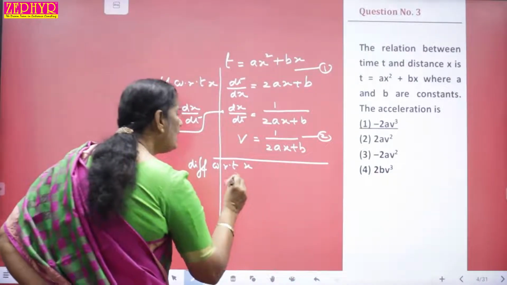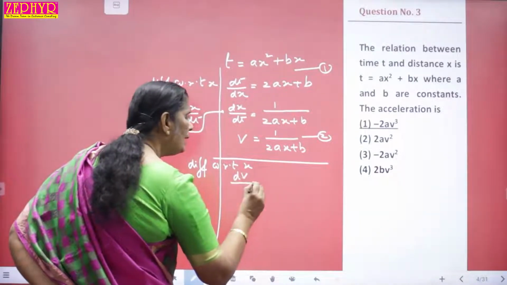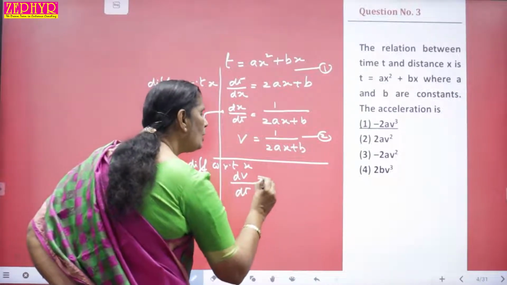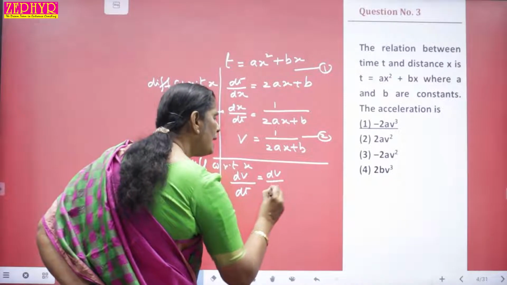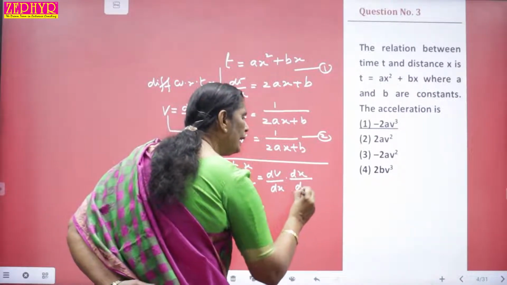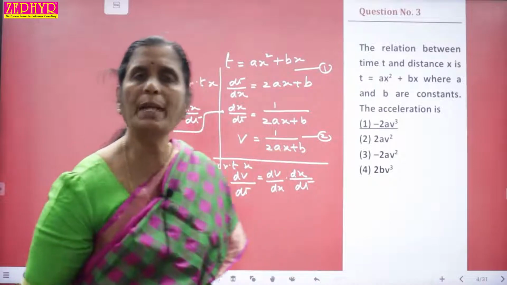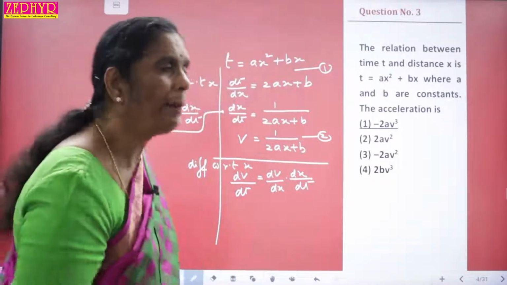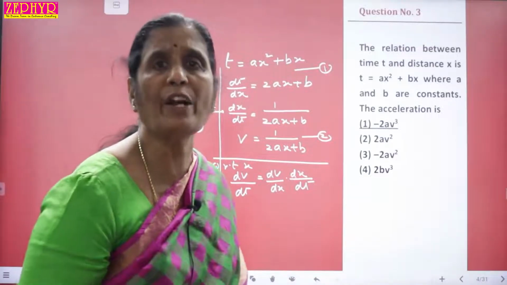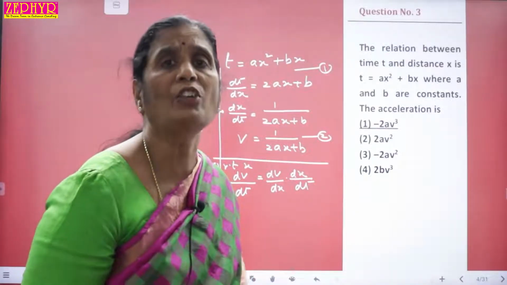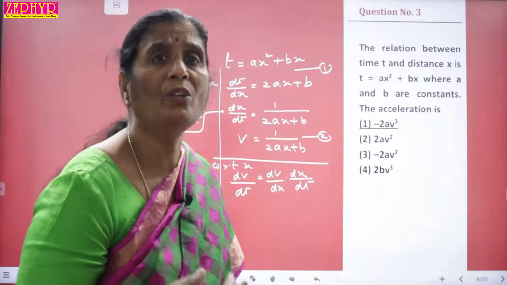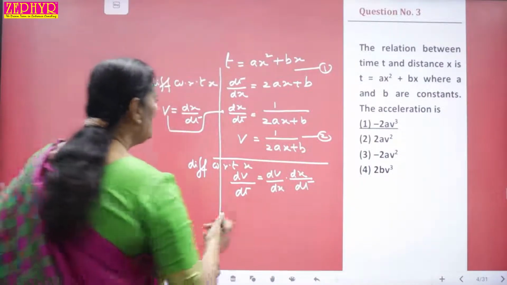Okay, so dv by dt is equal to dv by dx into dx by dt. You might have studied this in mathematics. We want the acceleration, dv by dt. But v is not a function of time, v is a function of x. So by differentiating with respect to x, we can nullify that effect. So we write dx by dt. So this is the rule.